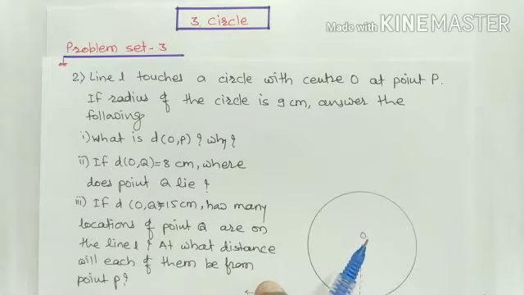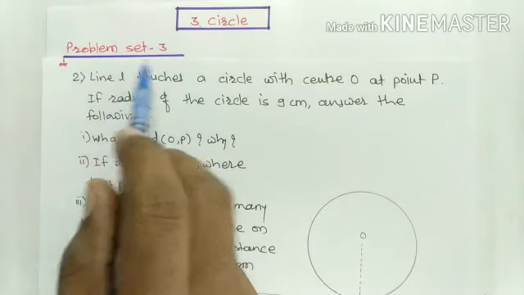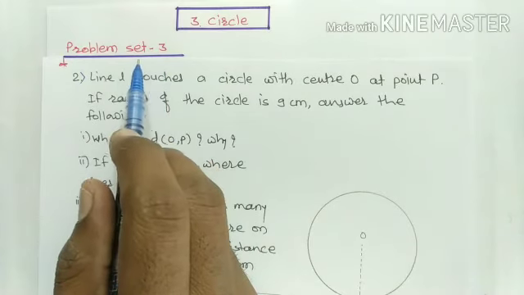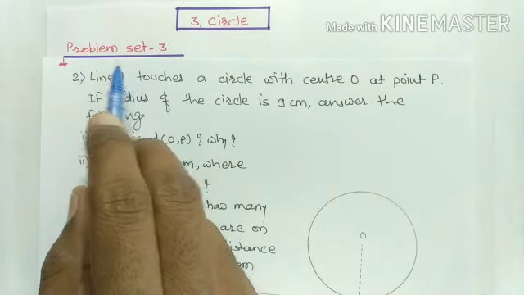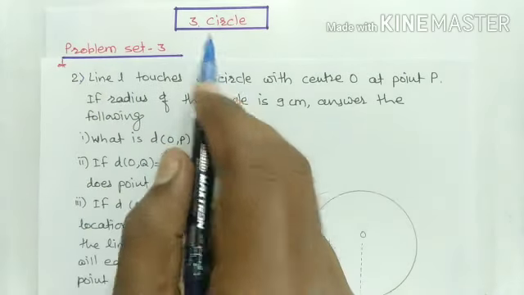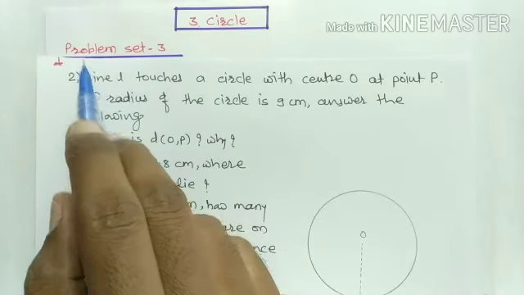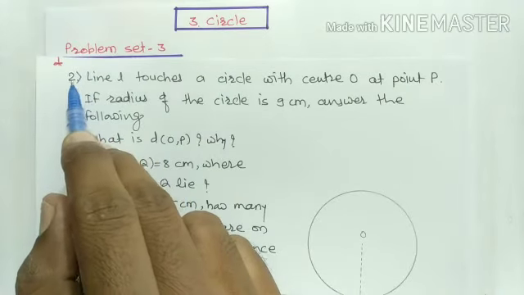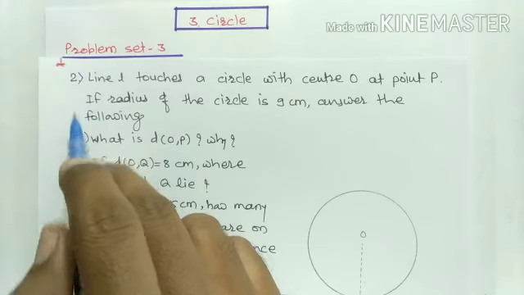Hello friends, in this video we are going to solve the examples in problem set third. In the previous video we solved the first question of this problem set third from the chapter Circle of Maths paper second. Now we are going to solve the examples in this problem set from question number 2 onwards.